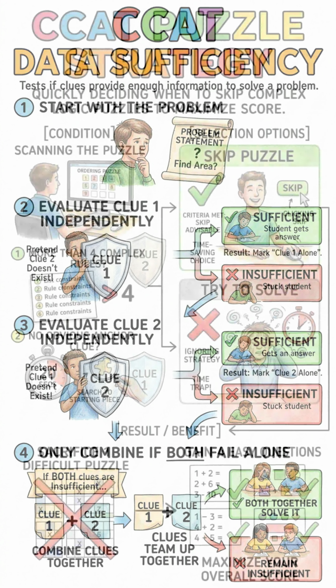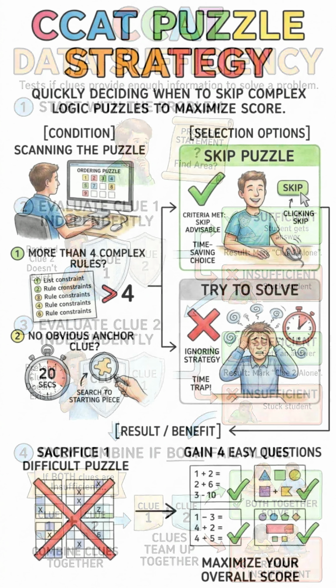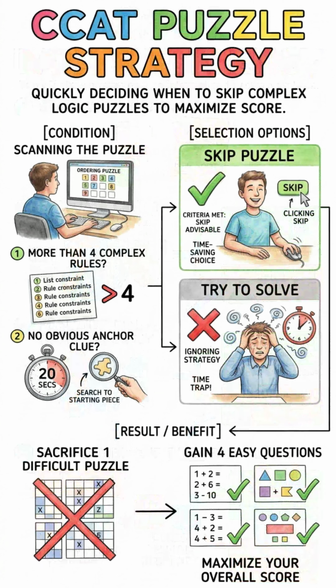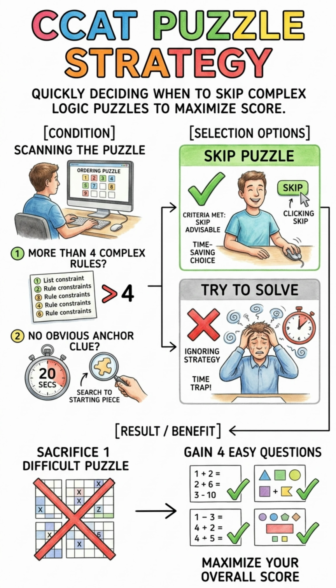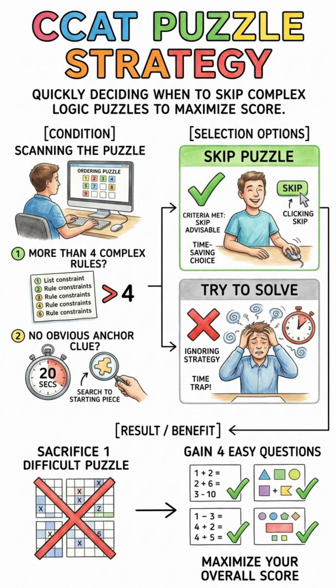Managing your time during advanced logical reasoning is the most important skill you can develop for the CCAT. These puzzles are deliberately designed to be time traps that can easily consume 2 or 3 minutes if you get stuck. If you read an ordering puzzle and realize it has more than 4 complex rules, or you cannot find an obvious anchor clue within 20 seconds, you must skip it. Sacrificing one difficult logic puzzle is worth it if it gives you time to answer 4 easy math questions.